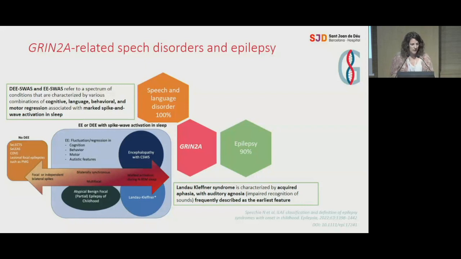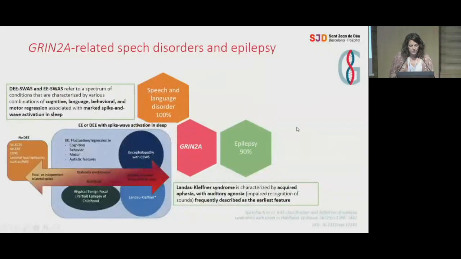Some of them have been described to have only what we now suspect is part of the spectrum, a self-limited form of epilepsy with only seizures and no developmental disorders. And sometimes this is also related to GRIN2A.